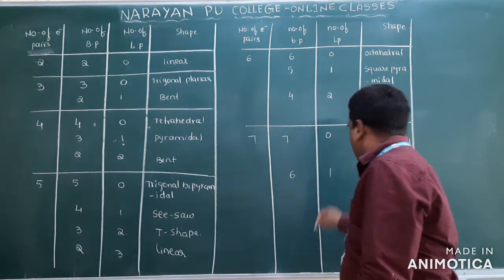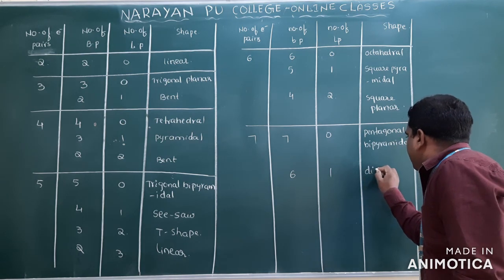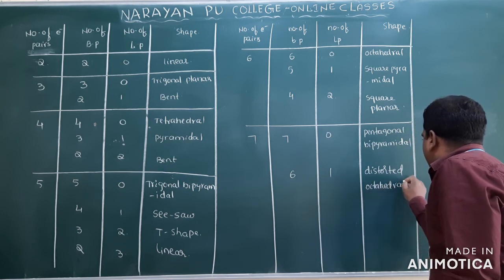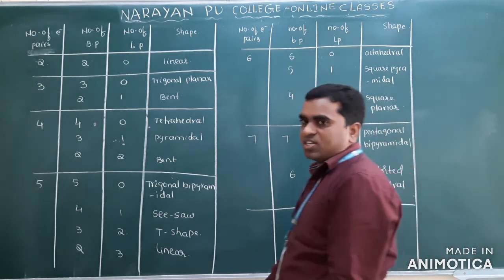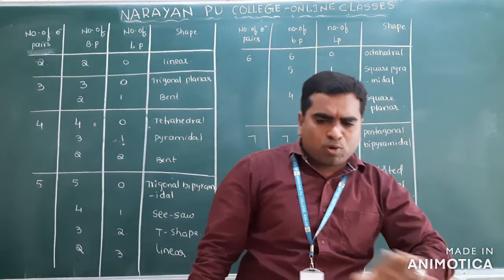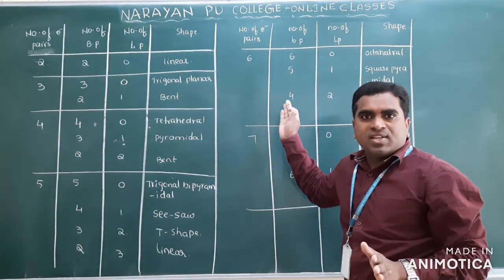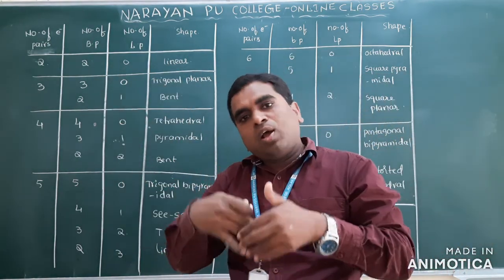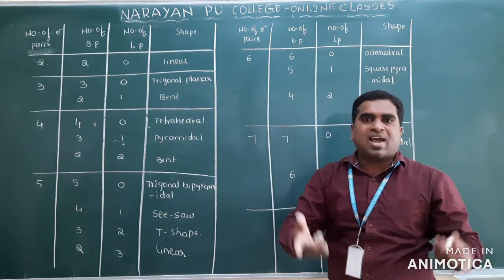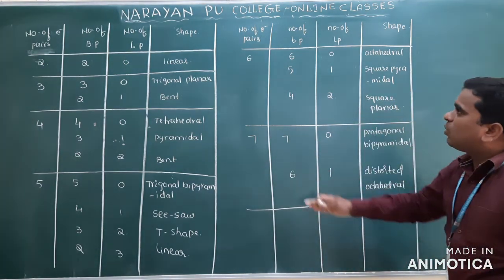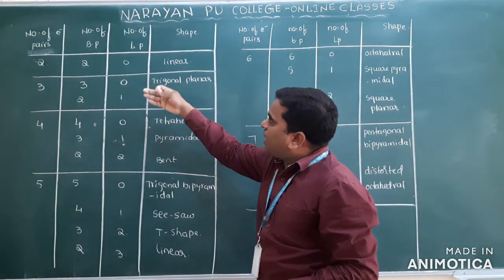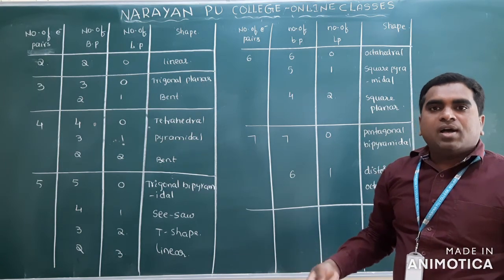And last here 6 comma 1 is there. Then the shape is distorted octahedral. Clear? So these are the shapes. We do not need to bother about examples here, because later we will discuss by taking one example molecule, and we can simply say how many bond pairs and how many lone pairs there are. We can calculate that, which we will discuss later. So these are the shapes of molecules when different numbers of bond pairs and lone pairs are present on the central atom.